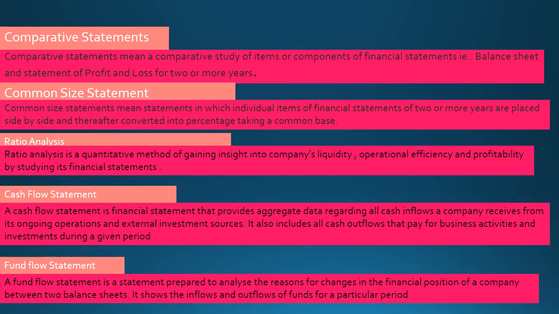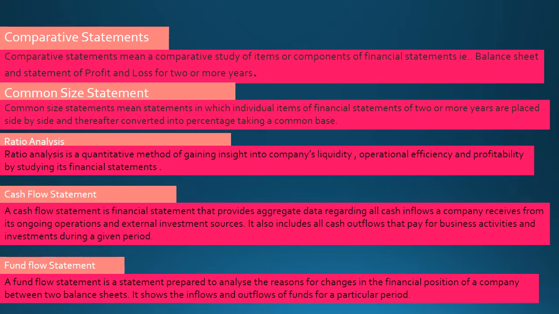The comparative statement, from the name itself, is a comparative study of items or components of financial statements, that is, the balance sheet and statement of profit and loss for 2 or more years. In comparative statements, amounts of 2 or more years are placed side by side along with change in amounts in absolute and percentage terms to facilitate comparison. It is also known as horizontal analysis.